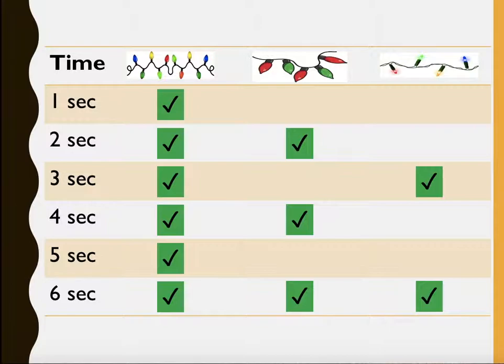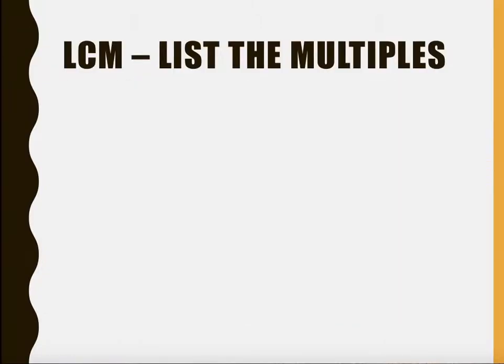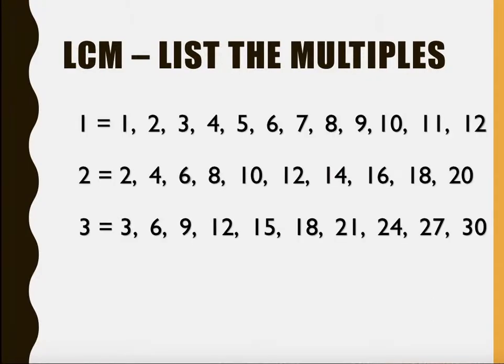Now what do you think by looking at this table? Can we figure out when all 3 strings will light up together? It is at 6 seconds. So this is how you would try to find the LCM. Now let's do an example by listing the multiples. We'll do the same example, but with numbers now.